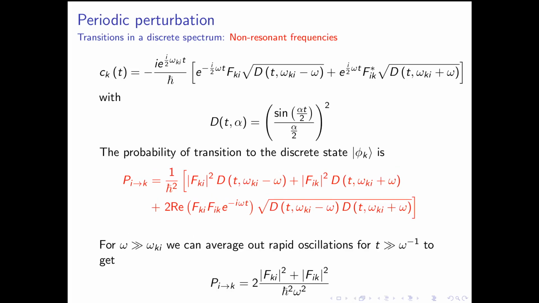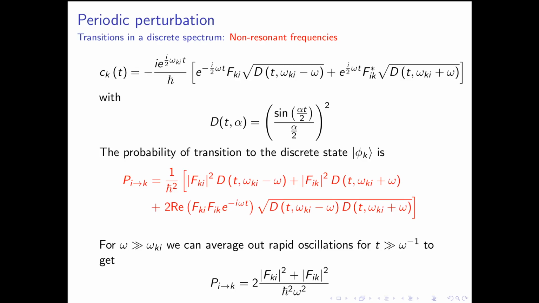On the other hand, when we talk about non-resonant frequencies, let's say frequencies omega which are much bigger than omega ki, then we can use a quite different approximation. When omega is much bigger than omega ki, then omega ki minus omega and omega ki plus omega can be effectively treated as minus omega and plus omega respectively. And because d is an even function of the second argument, both the d factors in the expression for ck and pik are actually equal.